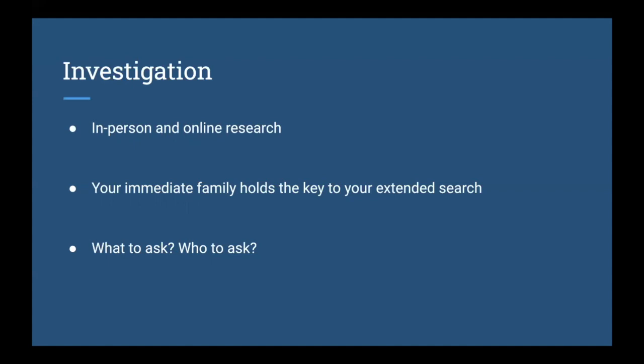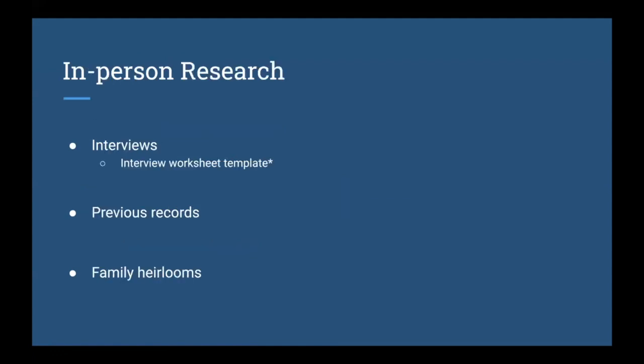Your immediate family holds the key to further research. So it's important that you have the basics down from the people you can talk to before you explore the people that you cannot talk to. What to ask and who to ask. This bullet point refers to the different kinds of questions that you would ask someone that you can interview in person or over the phone or over email versus what you would ask if you can only research that person online. The questions are a little different, and the information that you need to put in to get the answers out is a little different. And so we're going to talk about those.